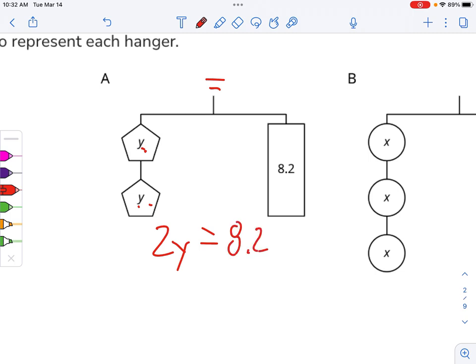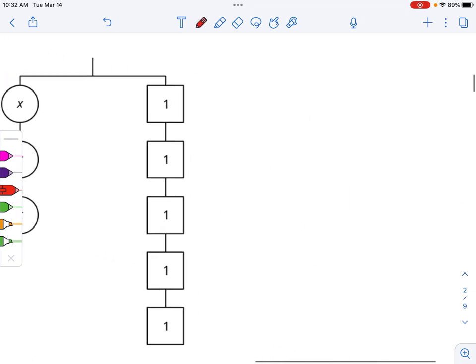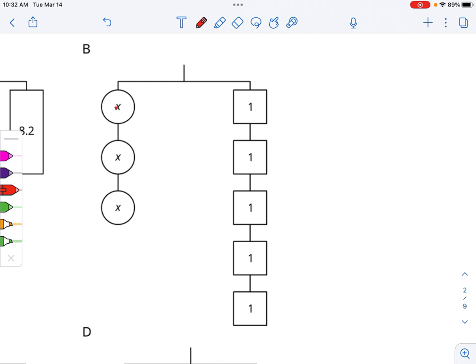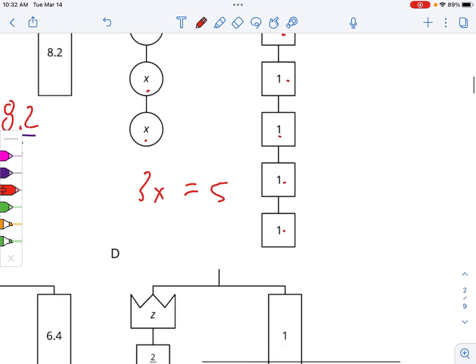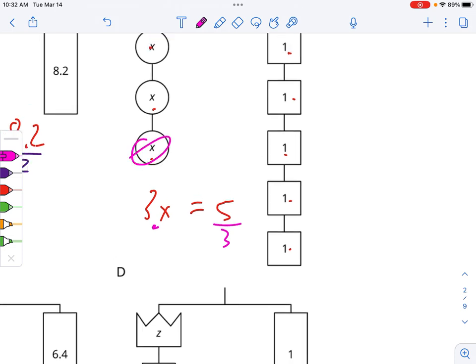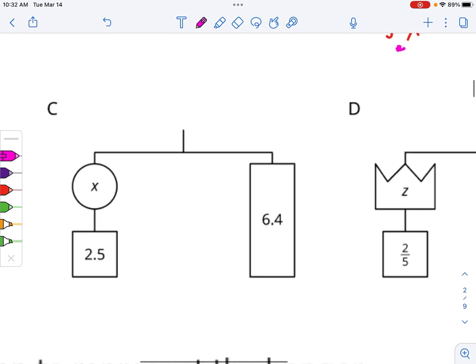That is the equation. And we could find the value of y by taking 8.2 and dividing by 2 and get y. But we're not going to do that right now. Let's go to this one right here, this mobile, this hanger. I have 3 x's, which is literally 3x, which is equal to 1, 2, 3, 4, 5, which is equal to 5. And I could solve that because I could see there's multiplication going on here, so I can solve it through division. I can take 5 divided by 3, and that will find the value of one of those x's.